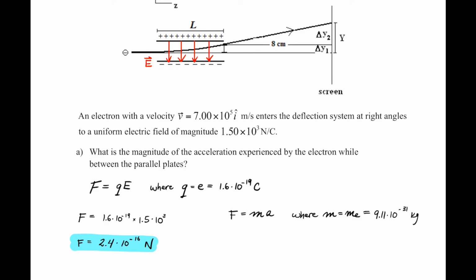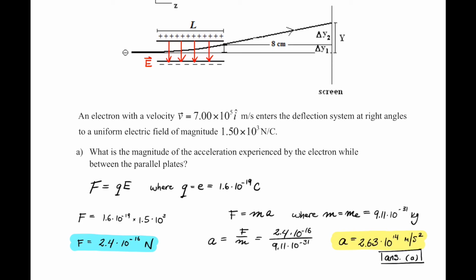Now that we know the magnitude of the force, we can use Newton's second law, F equals ma, because we also know the mass of the electron. Solving for the acceleration experienced by the electron, we find that it is 2.63 times 10 to the 14 meters per second squared, also in the positive y direction.